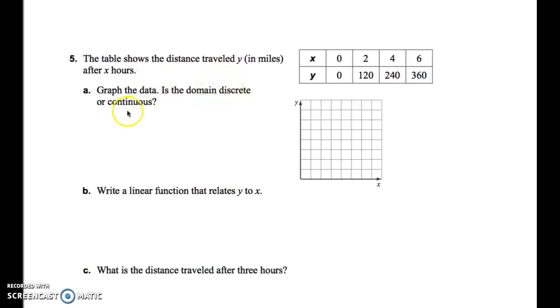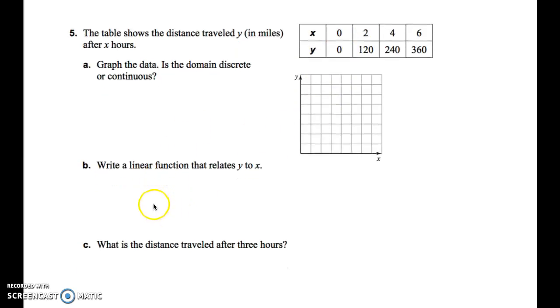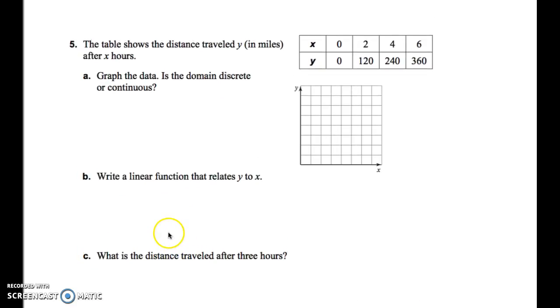Is the domain discrete or continuous? That's what we talked about yesterday, so you may need to look back at your notes for that one to figure out whether it's discrete or continuous if you don't remember. B, write a linear function for this, so again, just write the equation. And then C, just answer the question, what is the distance traveled after 3 hours? Okay, 3 is not listed in your table, but that's what you need to figure out is at 3 hours, how far would you have driven? Okay, so this is going to be your assignment for section 3 of this chapter.